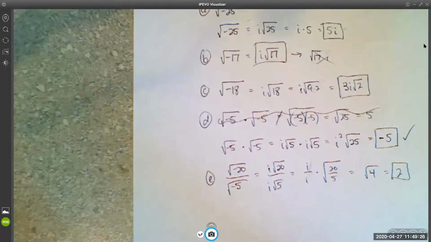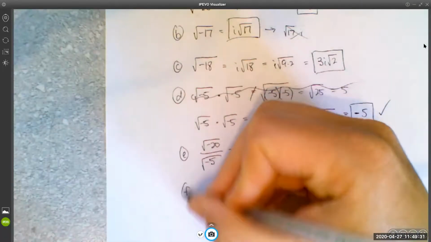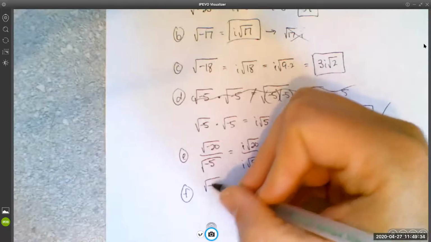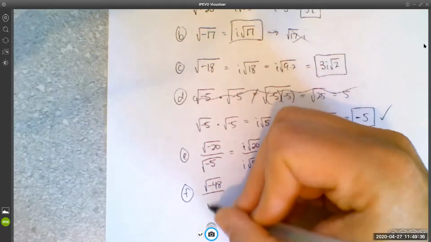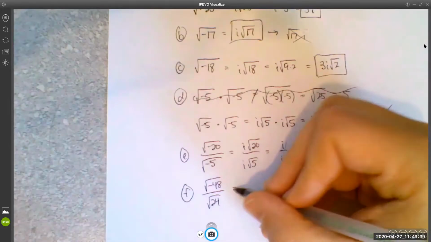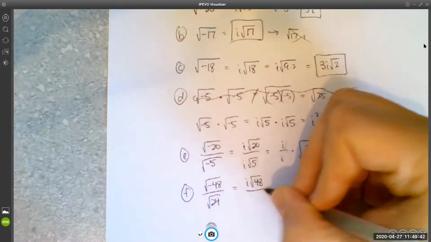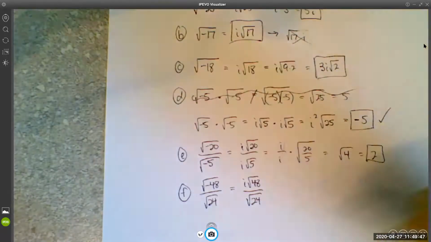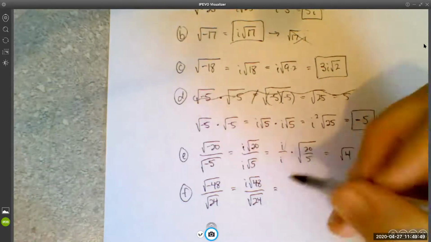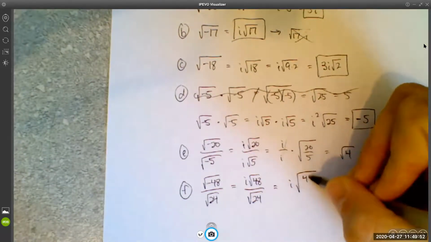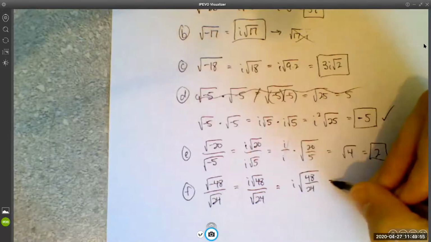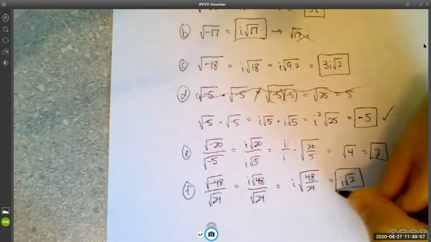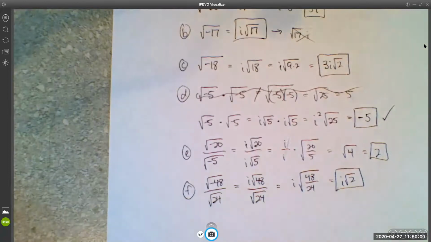Do I need to show you any more of those? I think you got the idea. Obviously, if you're mixing up positives and negatives, like if you've got the square root of negative 48 divided by the square root of positive 24, you don't take out an i on the bottom one, right? Because it wasn't negative to begin with. Otherwise, this is just the same sort of thing. So this would be i times the square root of 2. Okay, so that's that.